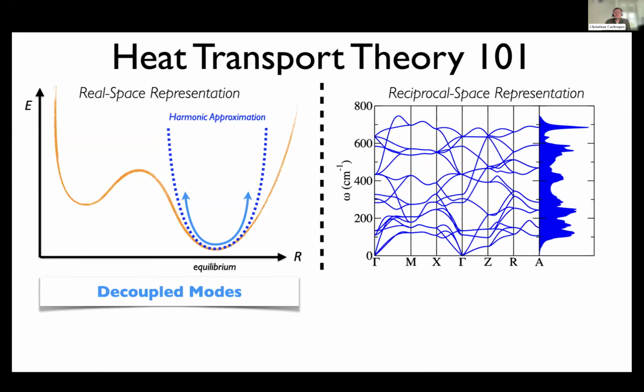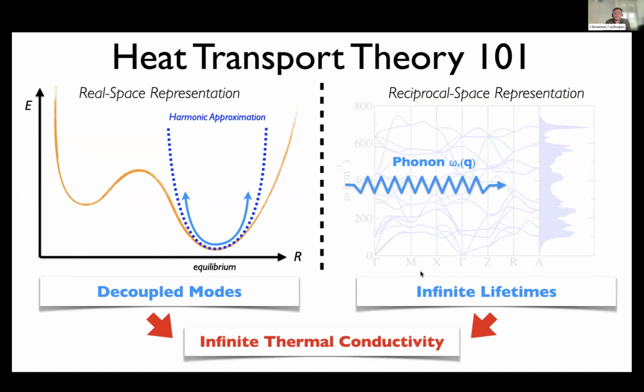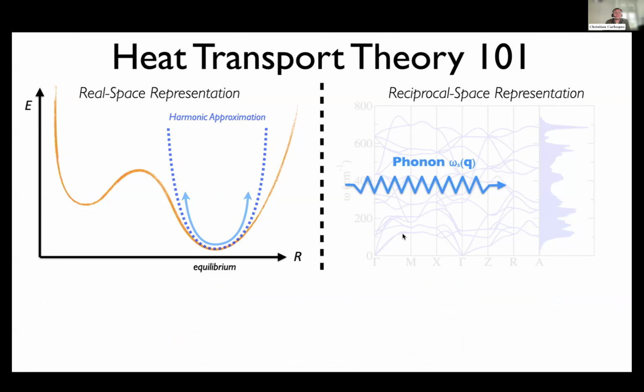However, due to the fact that these modes are decoupled, they result in phonons that do not see each other. And this results in infinite lifetimes. Accordingly, a phonon packet can travel through the bulk without any friction. And this results in an infinite thermal conductivity. So to really describe heat transport, we have to go one step beyond and account for anharmonic effects.